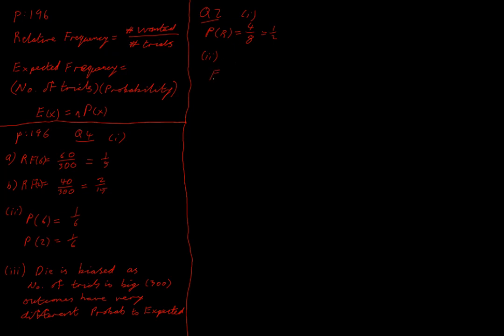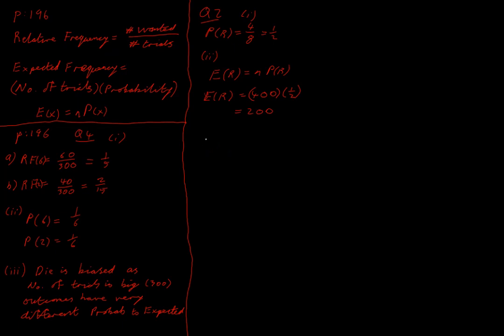So the expected frequency for getting a red would be the number of times you ran the trial multiplied by the probability of getting a red. Now, this is the formal way of writing it. You need to be able to think this through. But if the probability of getting a red is 1/2, you run the experiment 400 times, 1/2 of the time you expect to get a red. So it's going to be 200. So let's write that down. It's going to be 400 multiplied by the probability of getting a red, which is 1/2. So we expect to get a red 200 times when we're running our experiment, and that's all our expected frequency means.